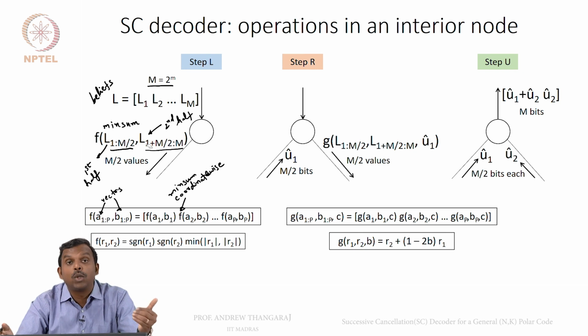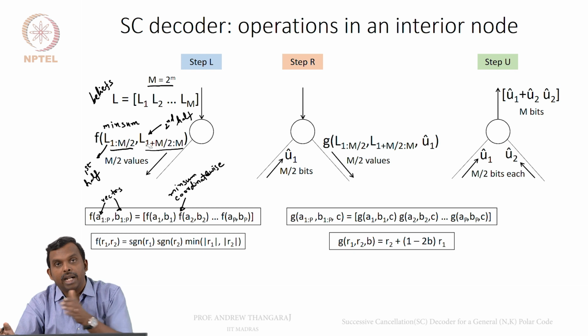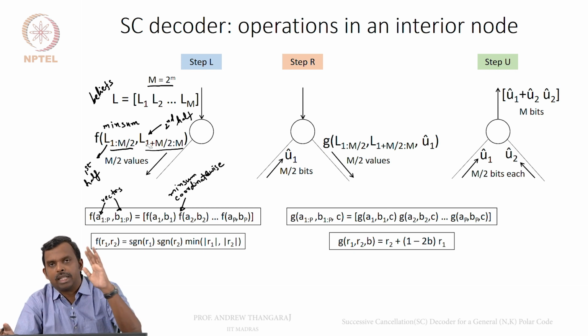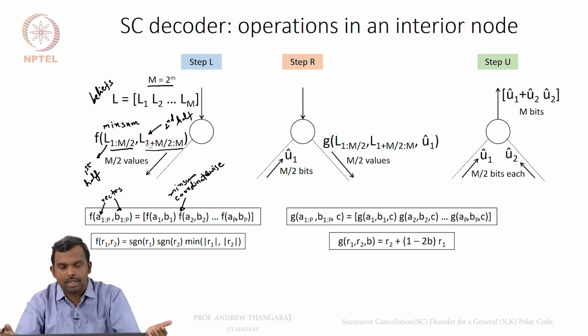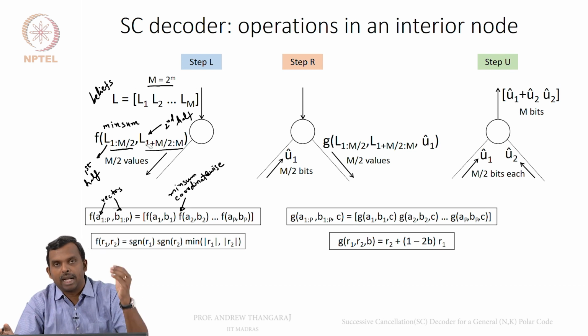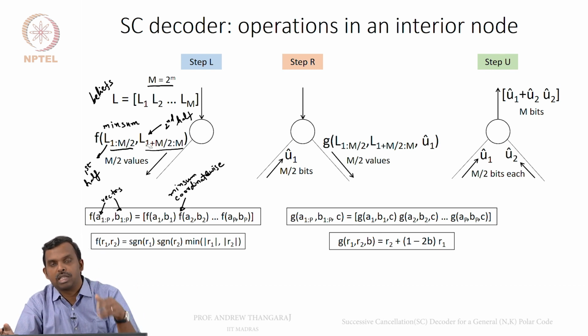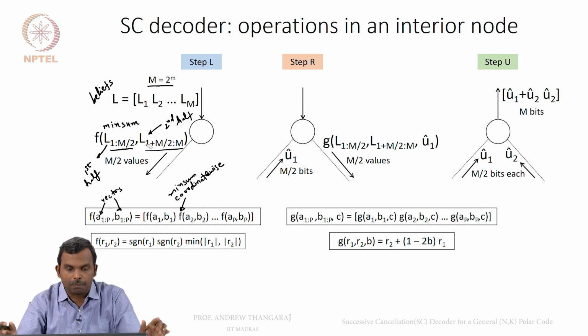So it gets m by 2 values, m by 2 beliefs that it will send to the child. And the child will do whatever it has to do. It will again repeat some process like this. But as far as this node is concerned, it has finished the first operation, step L, which is sending m by 2 values. It got m beliefs in, it processes it using min-sum and sends m by 2 values to the left child. Okay, so that's done.